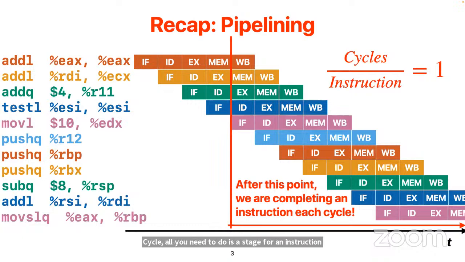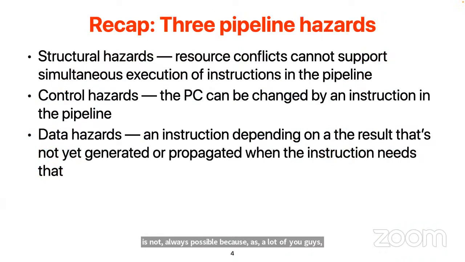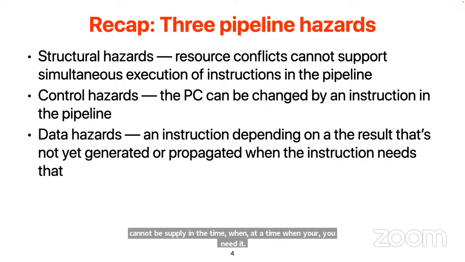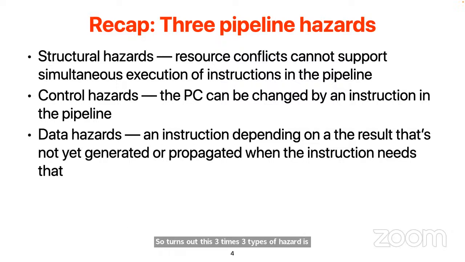However, this is not always possible, because as a lot of you learned, we have 3 different types of hazard. Structural hazard, meaning that the hardware doesn't allow 2 instructions to operate concurrently. Control hazard, which is when we cannot determine who will be the next instruction, so you cannot have your instructions supplied smoothly. And data hazard, which means that your data cannot be supplied in time when your ALU needs it.